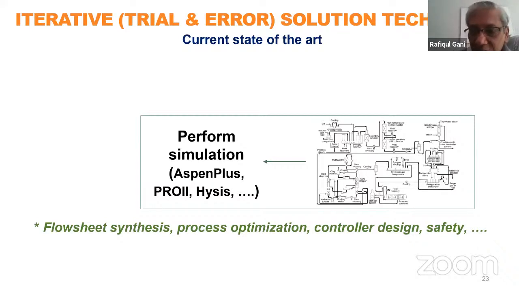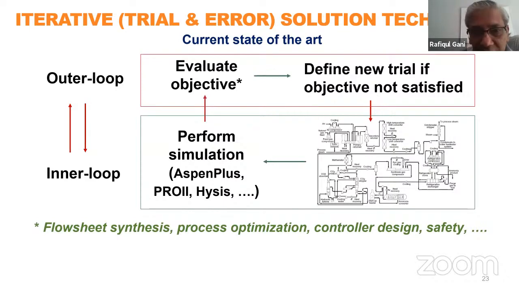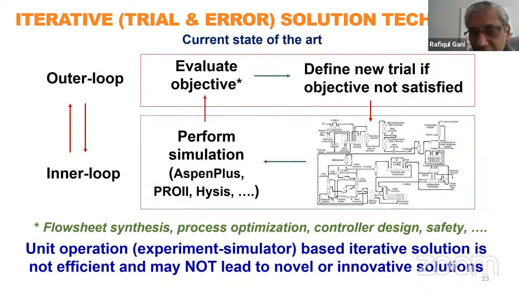So the way we do it now, because we have the simulator, is that we start with a trial solution. We evaluate our objective. If the objectives are not satisfied, we put a new trial and we continue. So we have an inner loop with the simulator and an outer loop to check our objective. That's a trial and error solution. That cannot be a very efficient way to do it. So while we have the simulator that allows us to solve problems, it is not actually helping us to solve efficiently. And doing it like this, it is almost impossible to find novel or innovative solutions.